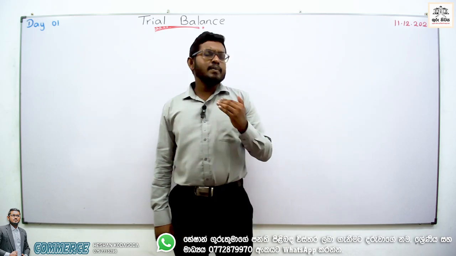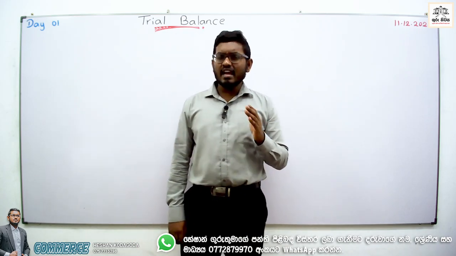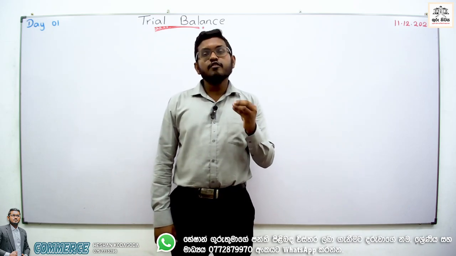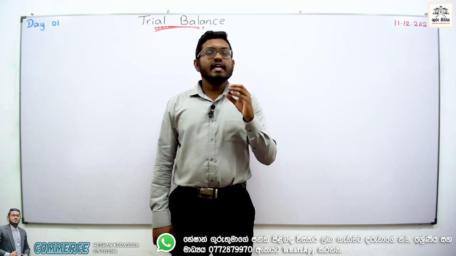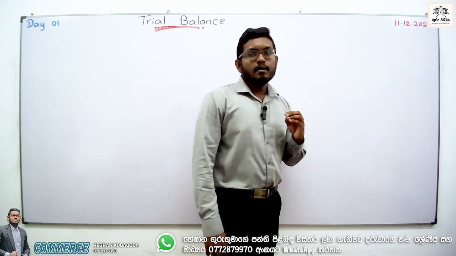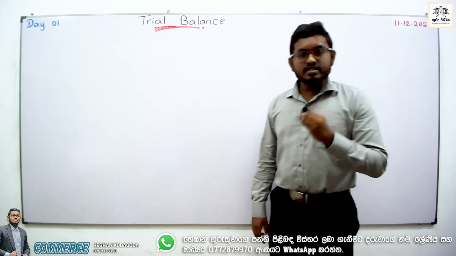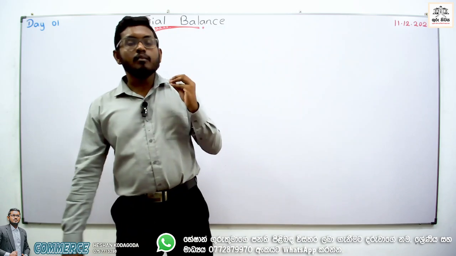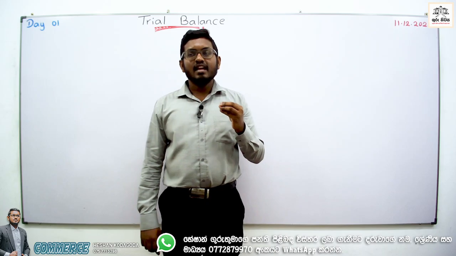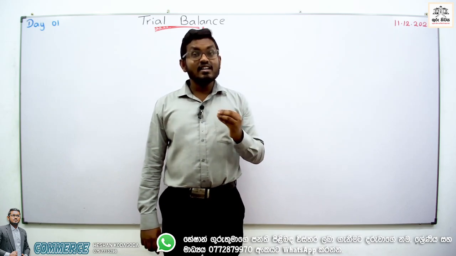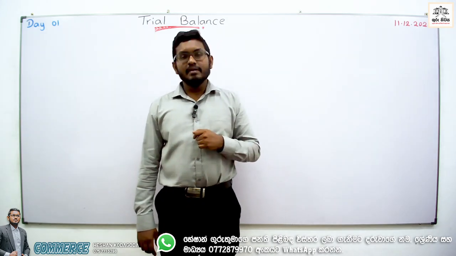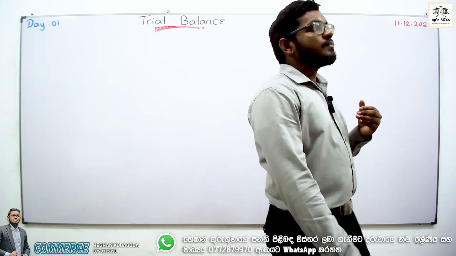Understand? When we purchase non-current assets on credit basis, can anyone tell me the double entry for purchasing a machine worth 50,000 from ABC Limited on credit basis? What is the double entry? ABC account credit. Machine account debit. Understand?